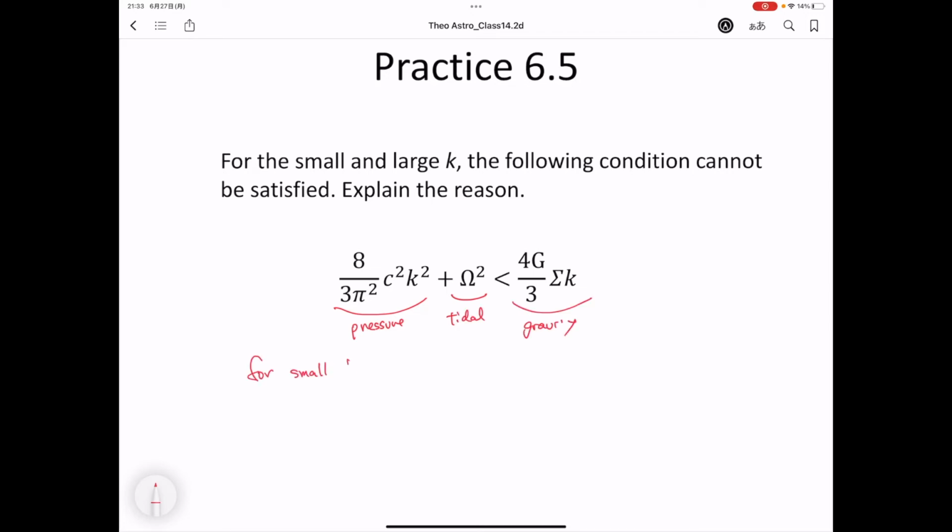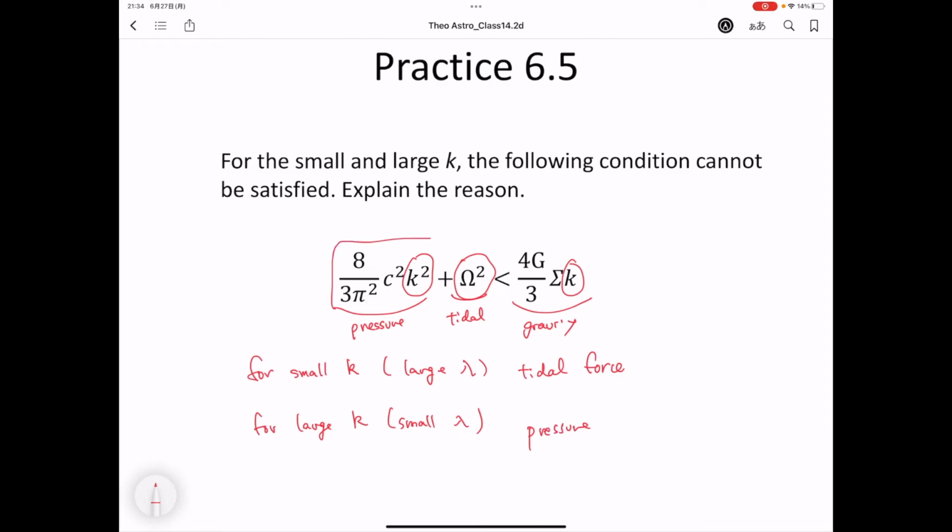For small k, which means large λ, this equation cannot be satisfied, because to satisfy it, k has to be larger than a constant value set by Ω squared. This cannot be satisfied due to the tidal force. Tidal force prevents the contraction. For large k, corresponding to small λ, pressure prevents the contraction of the gas, because the first term on the left-hand side becomes larger than the right-hand side. This condition cannot be satisfied for large k.